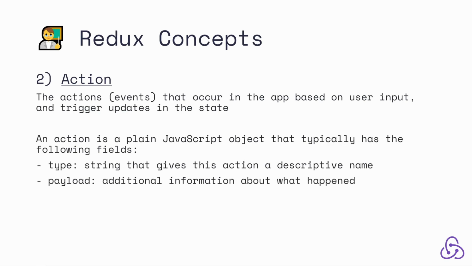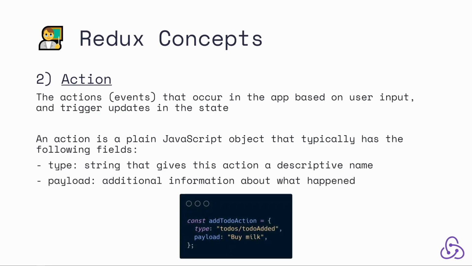In more detail, an action is a plain JavaScript object that typically has two fields, a type and a payload. The type is a string that gives the action a descriptive name, and a payload is additional information about what happened. So here's an example code snippet. We have an add to do action, the type is todos/todo added, and payload is buy milk. So this would be a good example for a to-do list application.